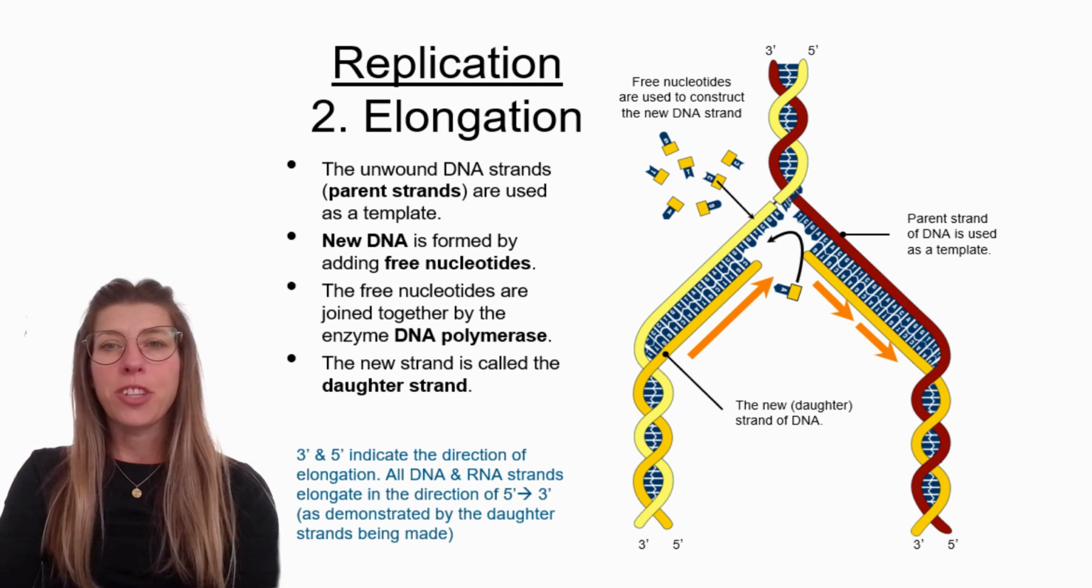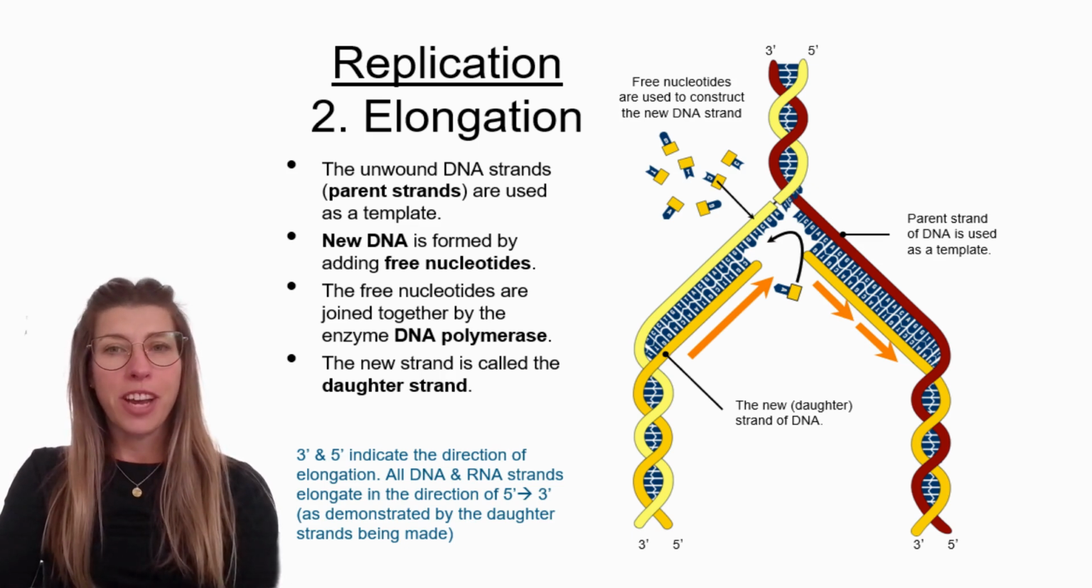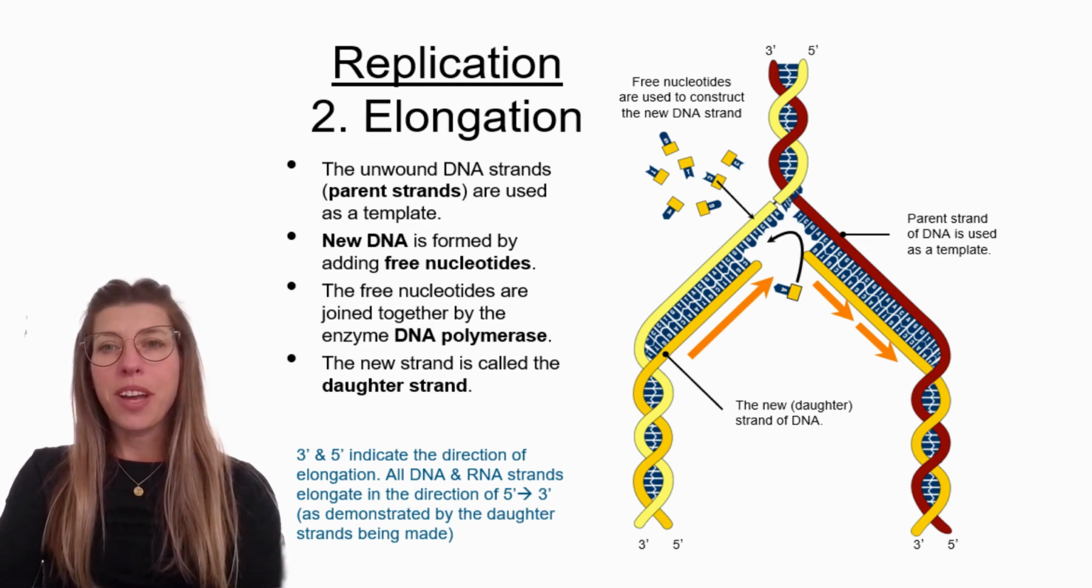Okay, so the new strand is the daughter strand. You can see those in the image as the orange ones that are being formed along the parent strand. And what's important, again, is to reiterate that the DNA and RNA strands elongate in the direction of 5' to 3'. So if you look at the left side there, for example, you can see the 5' end of that daughter strand, that orange one, is at the bottom, and it's going to elongate towards the replication fork. Okay, and that's where the nucleotide bases are being added.